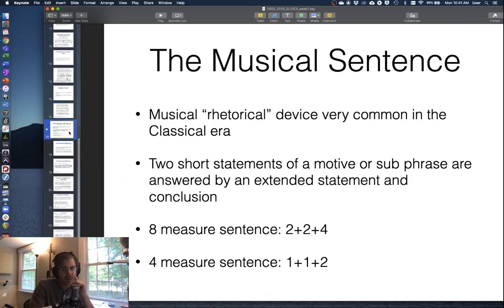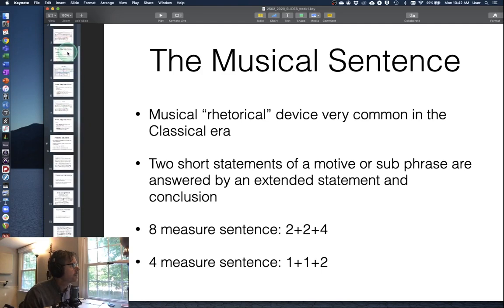Let's quickly look at the musical sentence and spend a few minutes on that. We can think of a musical sentence as a phrase group that is ended with a cadence. But initially, the smaller phrases within a musical sentence are not typically ending with a cadence of any kind. So a musical sentence is a rhetorical device, very common in the classical era. It's like a statement that has 2 short statements of a motive or subphrase answered by an extended statement and a conclusion.